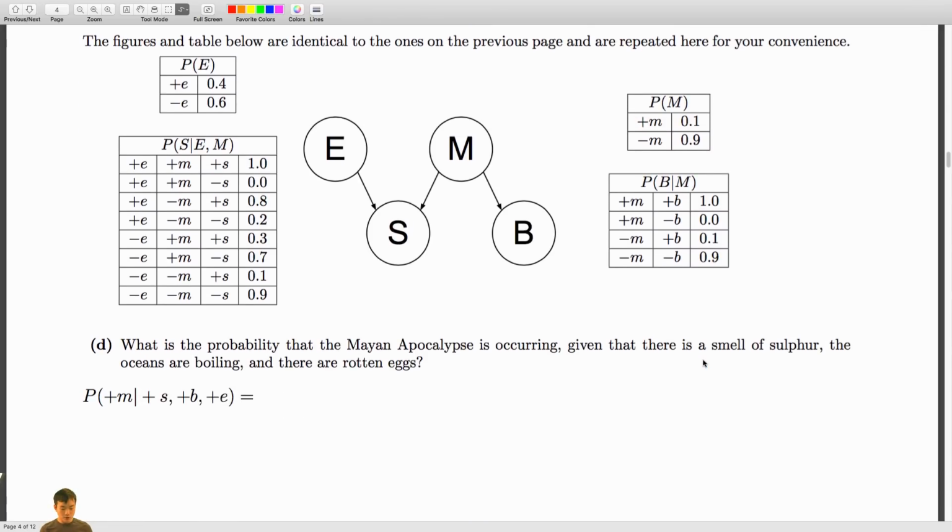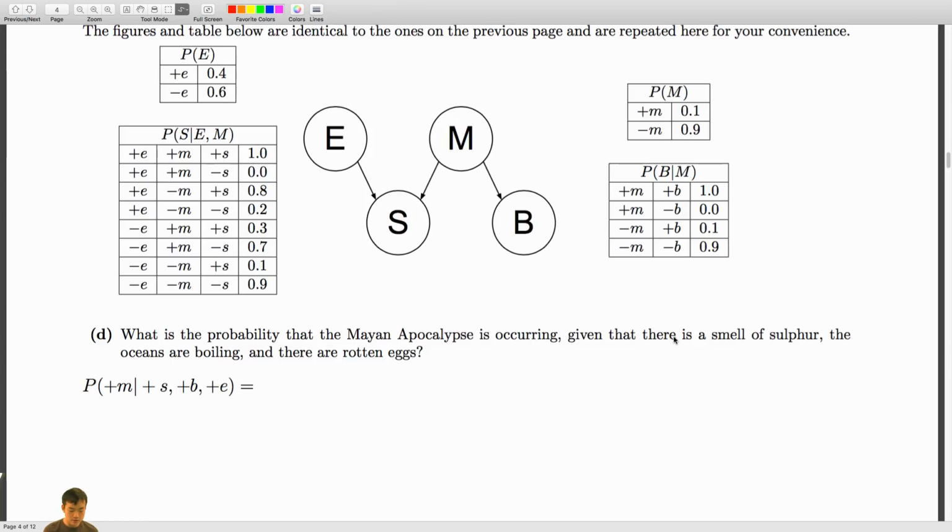And now for the fourth part, we're going to compute the probability of +m given +s, +b, and +e. Notice that this is again a pretty joint probability with all the variables involved. We can compute this using Bayes' rule: the probability of +m, +s, +b, +e over the probability of +s, +b, +e, summed out over m, and in this case the plus would be there.